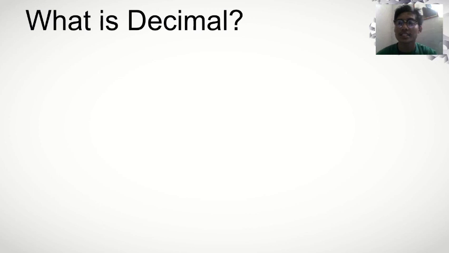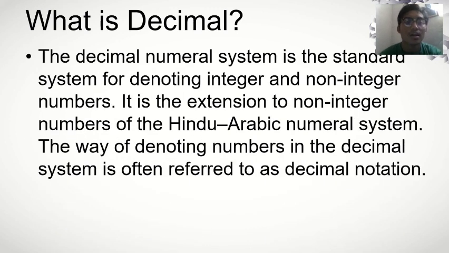Alright? So, let us define what is decimal. The decimal numerical system is the standard system for denoting integer and non-integer numbers. It is the extension to non-integer numbers of the Hindu-Arabic numeric system. Sabi natin yung Hindu-Arabic, yun nga, yung mismong number. The way of denoting numbers in the decimal system is often referred to as a decimal notation. Alright?